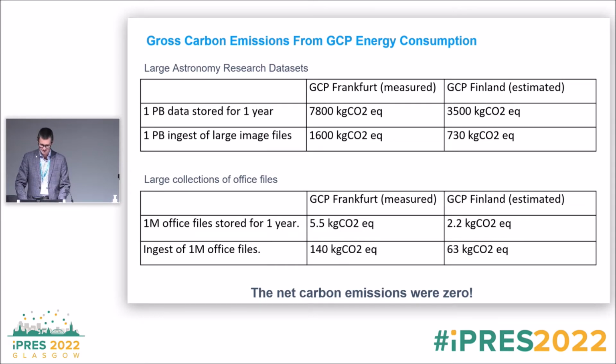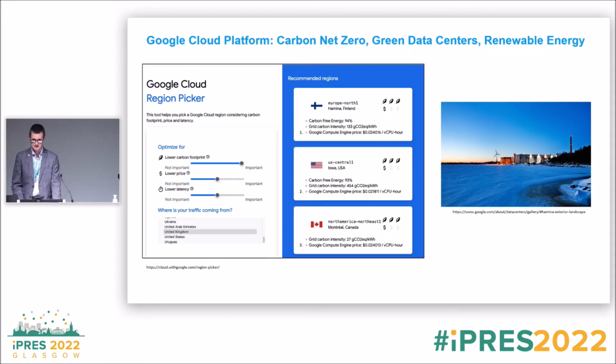I've been really careful to say gross emissions. In Google's case, the net emissions are 0. They already use a high percentage of renewable energy and they carbon offset the rest. So that's really good news from an energy point of view.